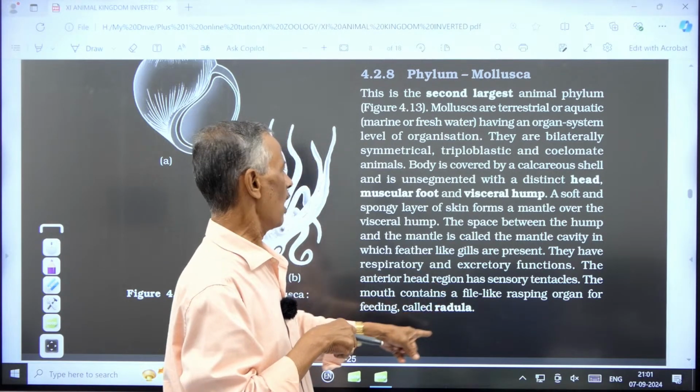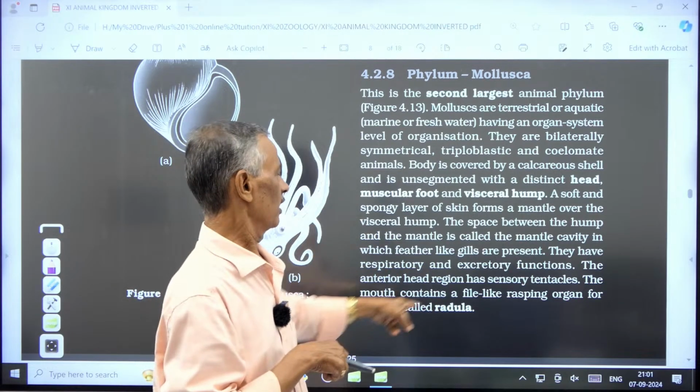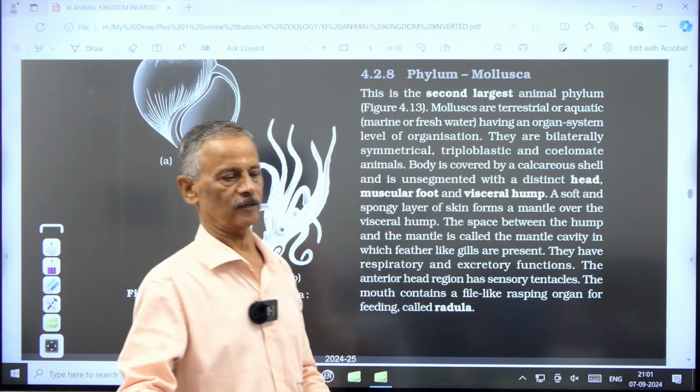This radula is present in one group of animals. Okay, so that is a characteristic feature.